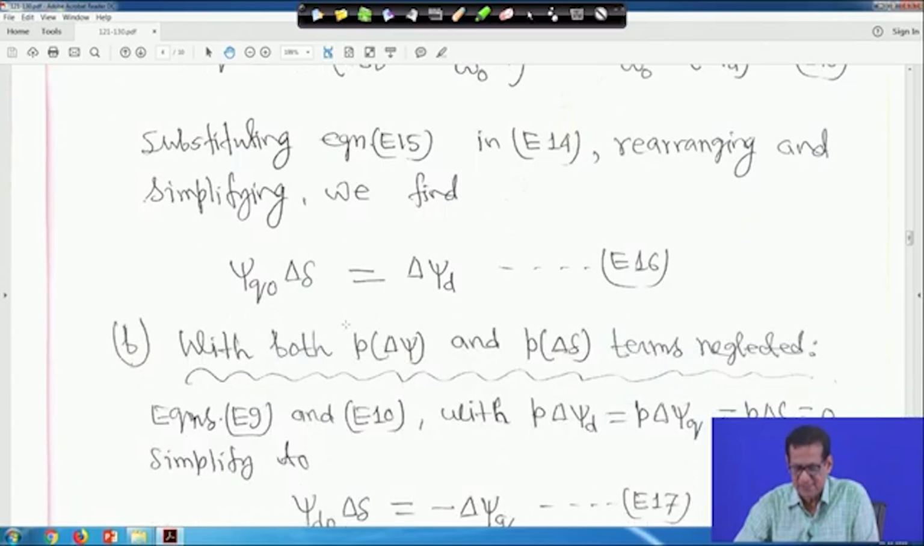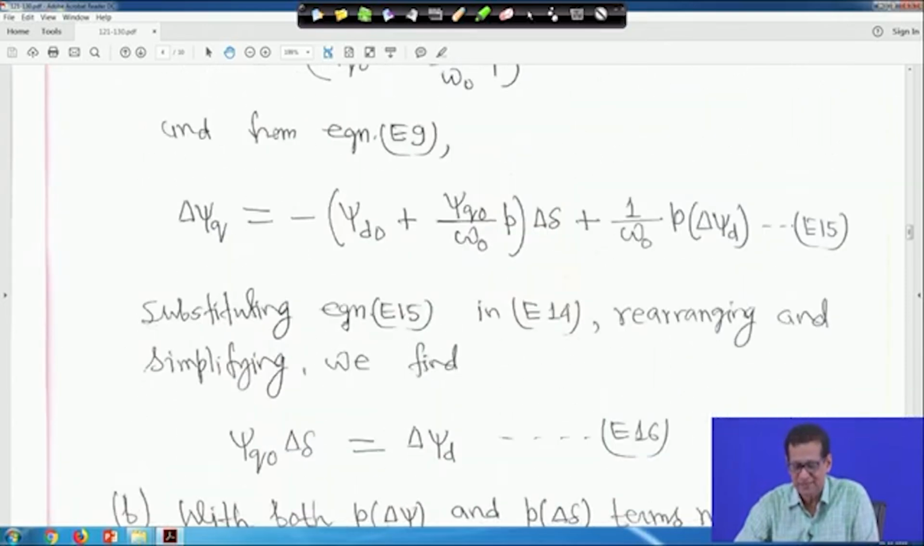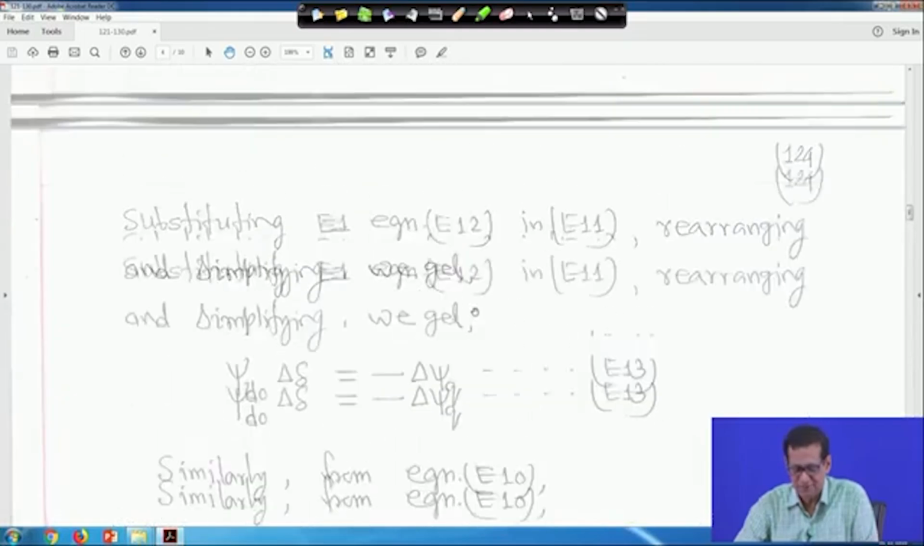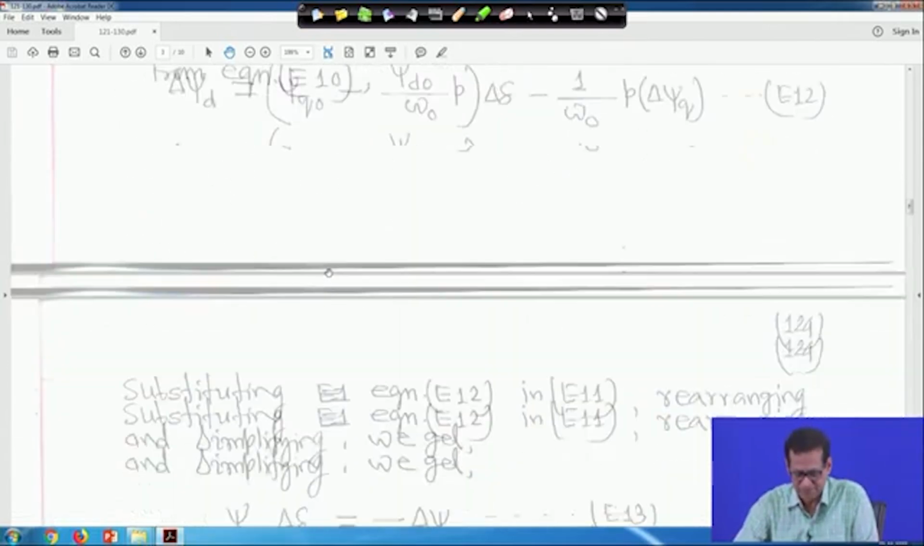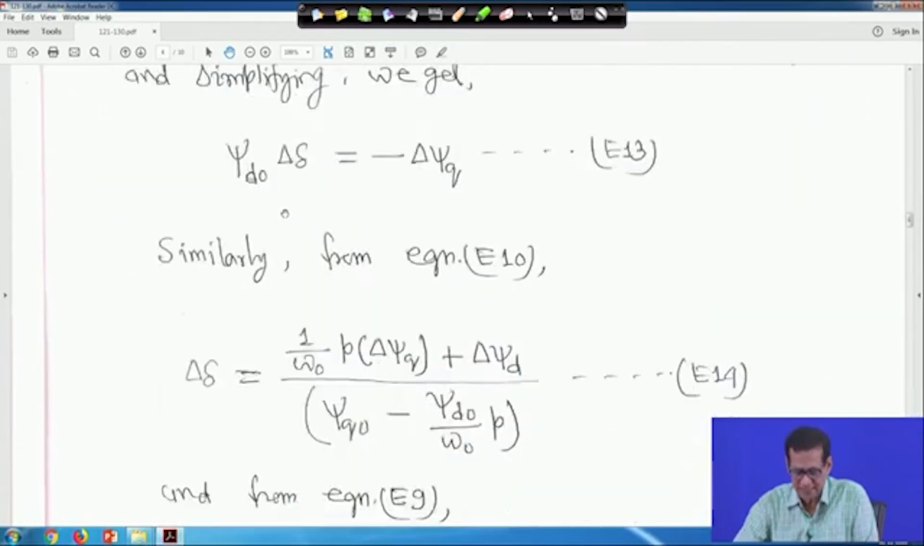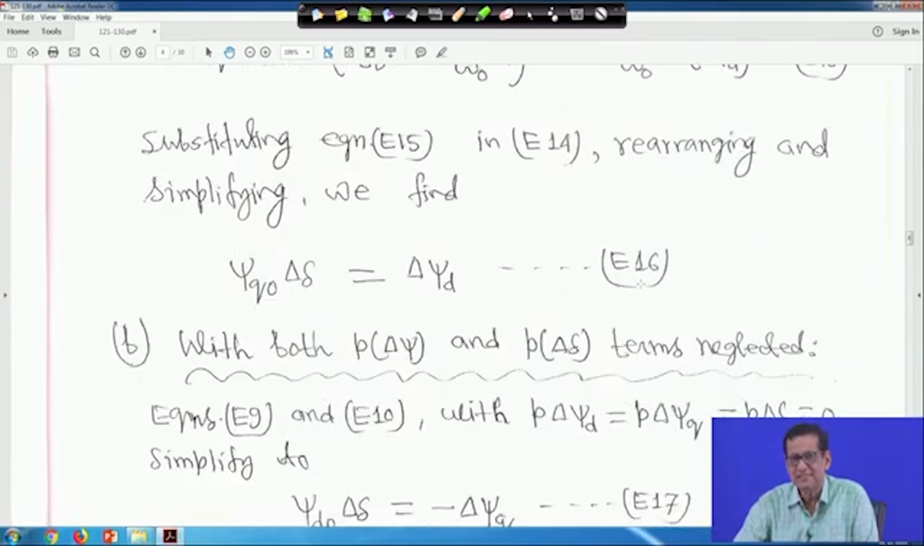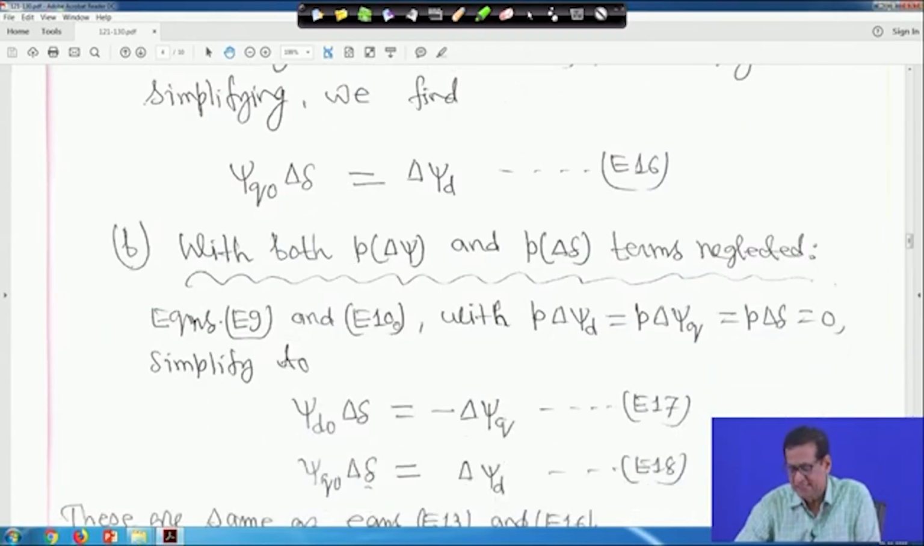Now, whatever we have made, that means we are considering both p delta psi terms and p delta terms included. When both these terms are included, we got these expressions, E13 and E16, these two equations. Now, with both p delta psi and p delta terms neglected, that means p delta psi d and p delta psi q terms are neglected along with p delta terms. That means in equations E9 and E10, with p delta psi d equal to p delta psi q equal to p delta delta equal to 0, we are neglecting these.